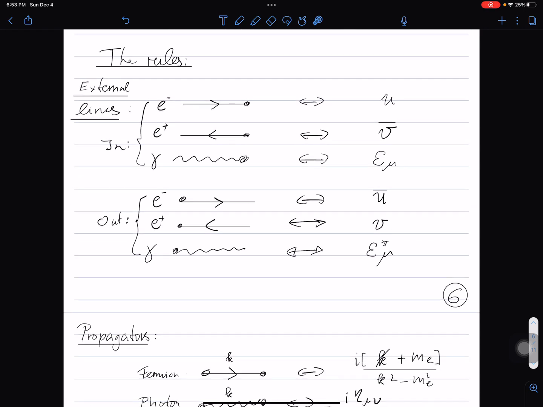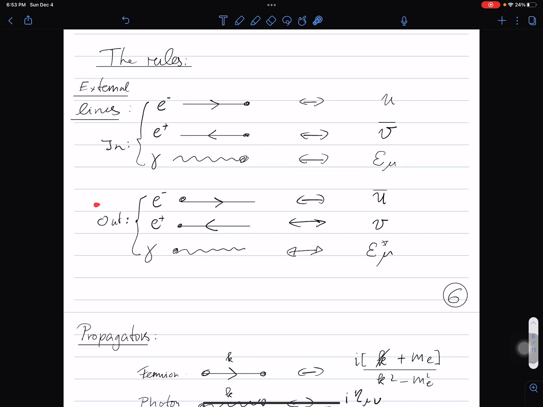But the rules that we have to follow are based on external lines first. If we have incoming particles that are electrons, we have an incoming particle to a vertex that gives us the spinor u without a bar. If we have an incoming positron, it gives us a spinor v with a bar. We have to remember this rule. And the incoming photon gives us a polarization vector e mu.